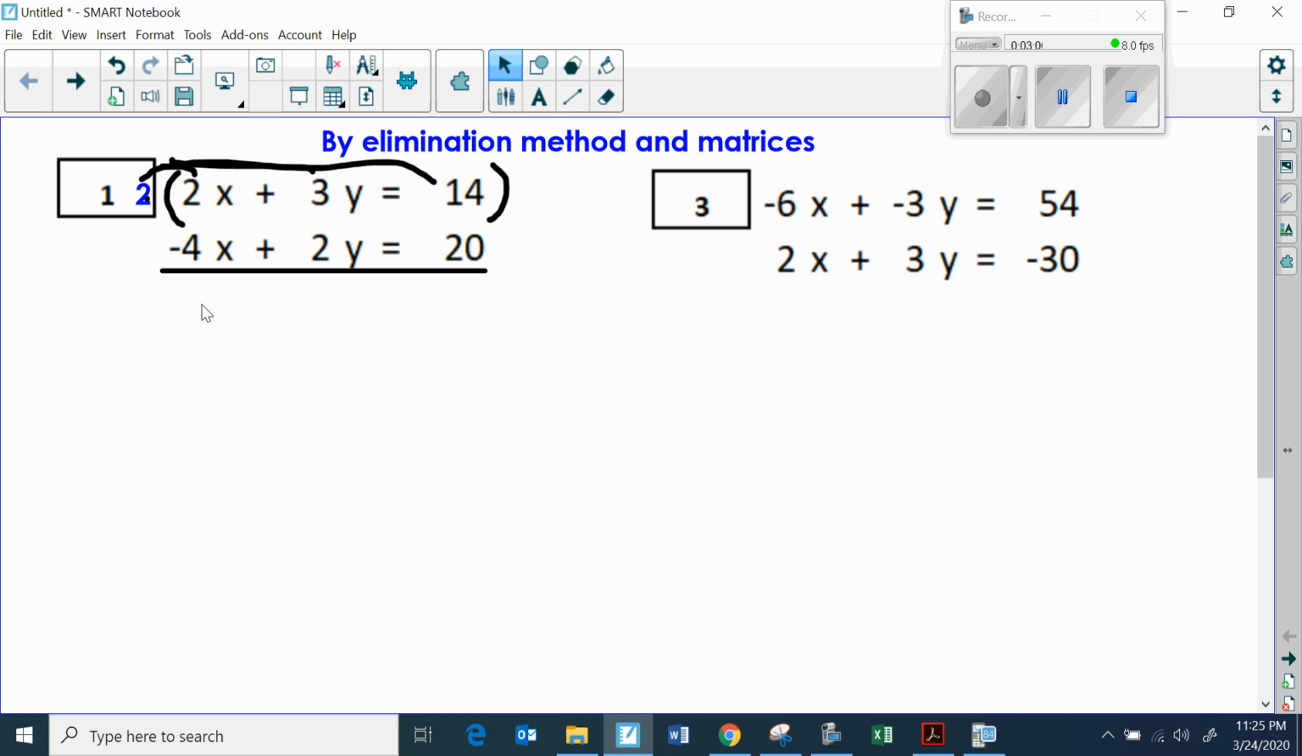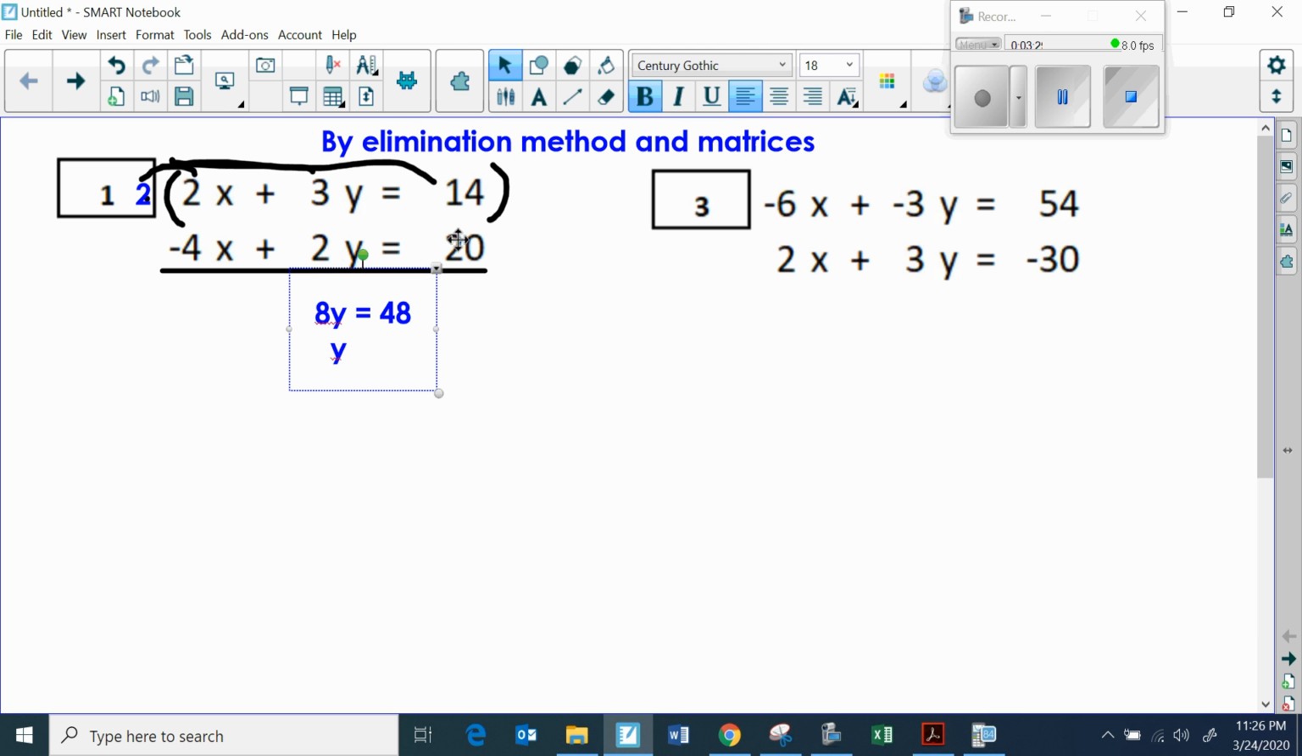And just do one of these at a time. 2 times +3 is +6, plus +2y is 8y. This is all I do right here. If you want to rewrite this whole thing, distributing 2 through there and put it underneath here instead, and then add down that way, that's what some like to do as well. I just like to write less. And then 2 times 14 is 28, plus 20 is 48. And last step, divide by 8, and you get y equals 6.